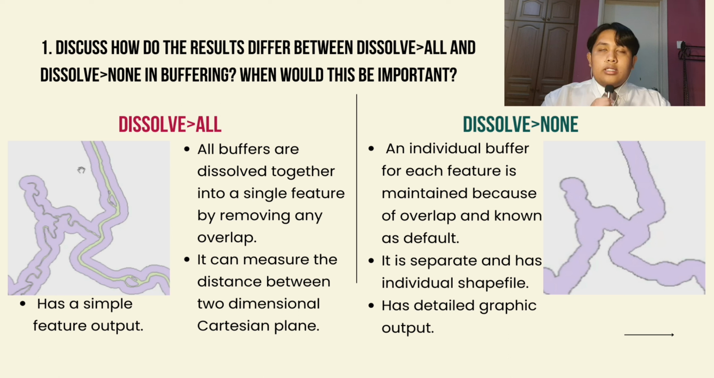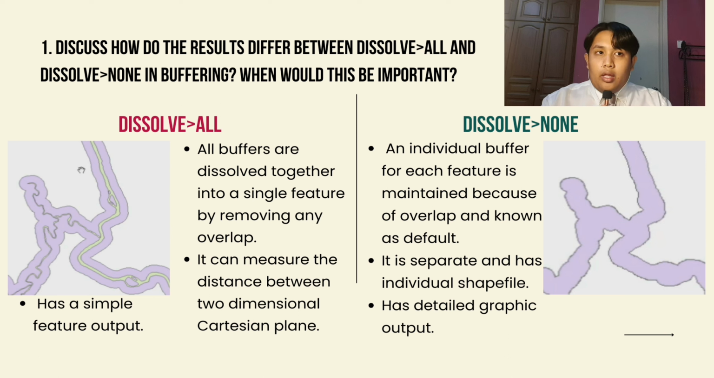So what is dissolve all and what is dissolve none? Dissolve all: all buffers are dissolved together into a single feature by removing any overlap. It can measure the distance between two-dimensional Cartesian plane. It also has a simple feature output.